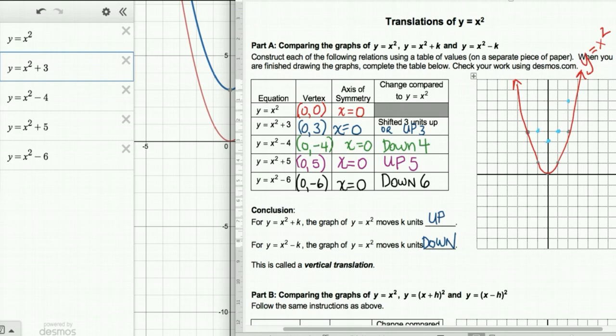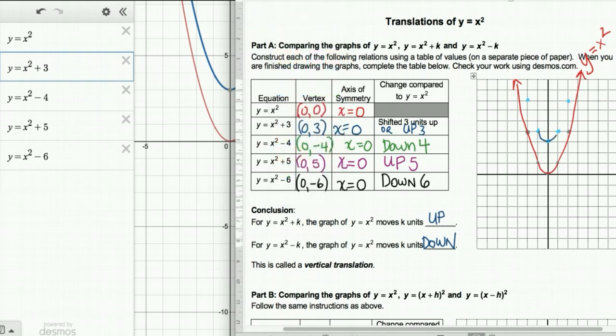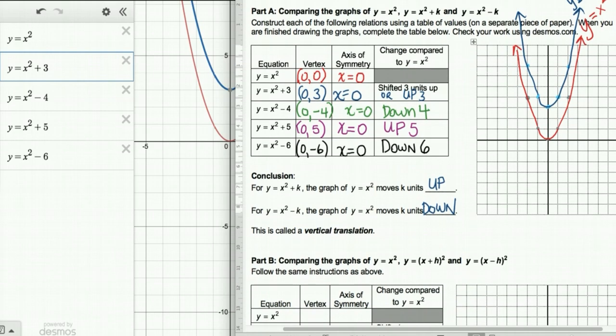Same as this side. Then we'll connect it with a nice smooth curve here. I'll try to do better than last time. There you go. So don't forget the arrowheads, don't forget a smooth curve, and don't forget to label the graph with the equation. All right, and we'll do one more here, the green.